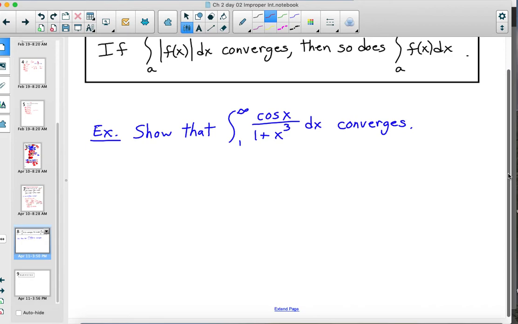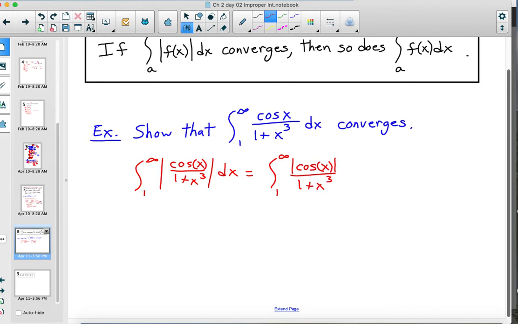Alright, so what I'd like to do is use this absolute value idea. So let's look at the integral from 1 to infinity of the absolute value of that same function, cosine x over 1 plus x cubed dx. Now, since we're going from 1 to infinity, 1 plus x cubed is always going to be positive. So I can go ahead and take the absolute value off the denominator, and I'll just keep it in the numerator.